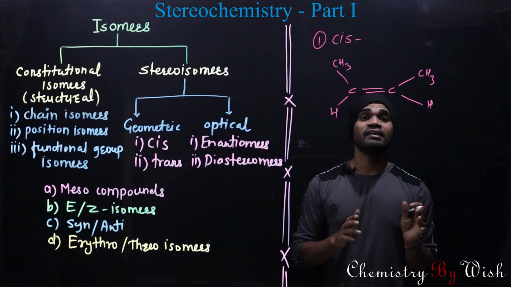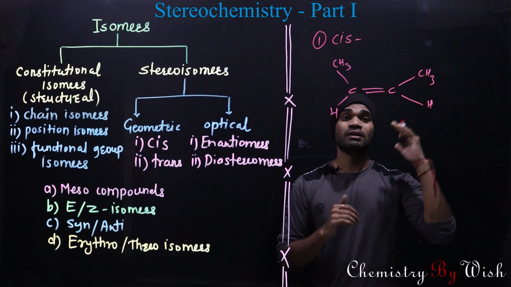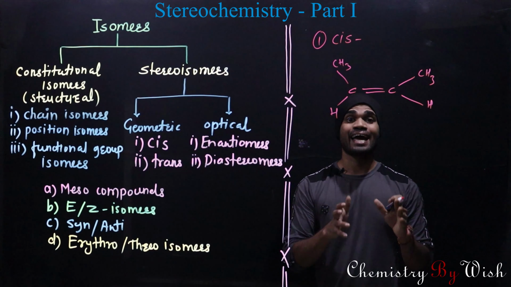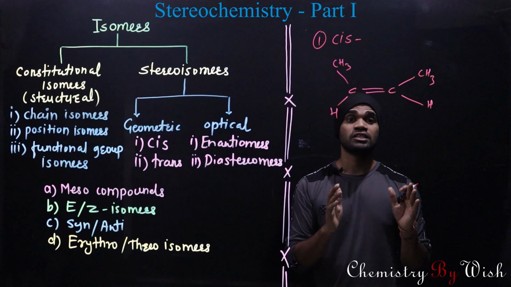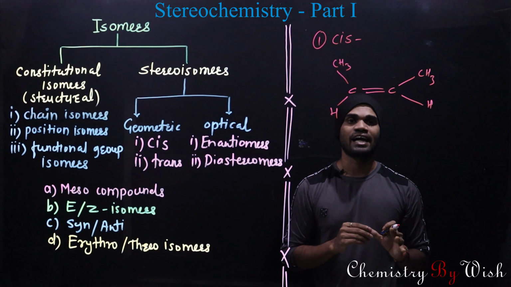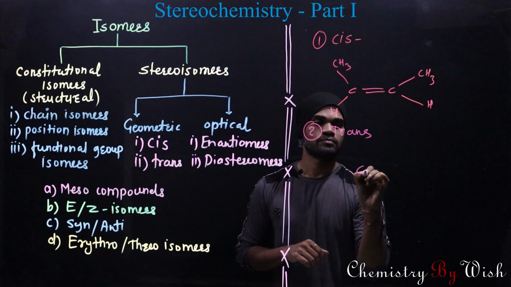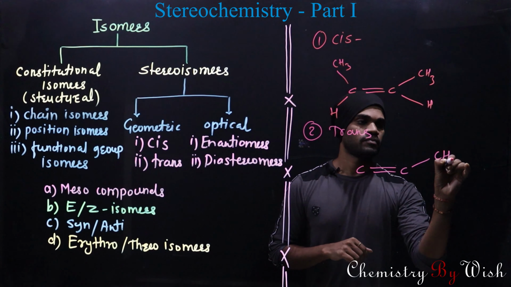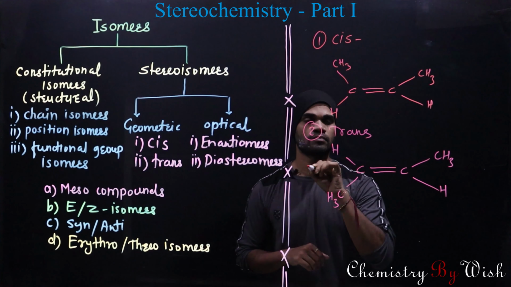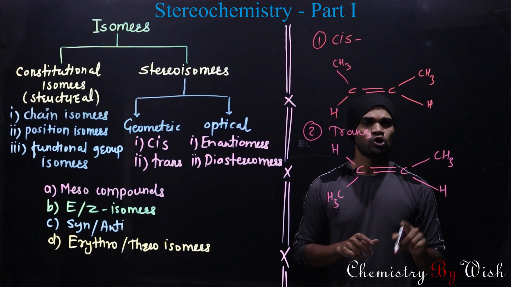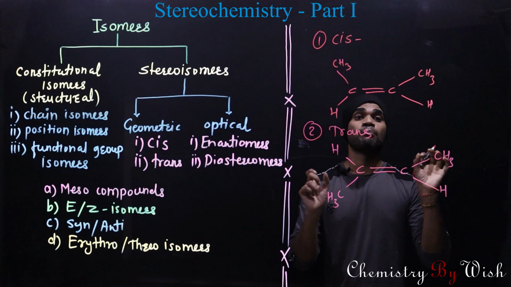So how can we define that cis compound? In an alkene, if similar groups are on a similar side of the double bond, that is called a cis compound. Cis compounds are those compounds in which similar groups are on a similar side, and the trans compounds... so this is an example of trans compounds. Trans compounds are the compounds in which similar groups are on opposite sides.